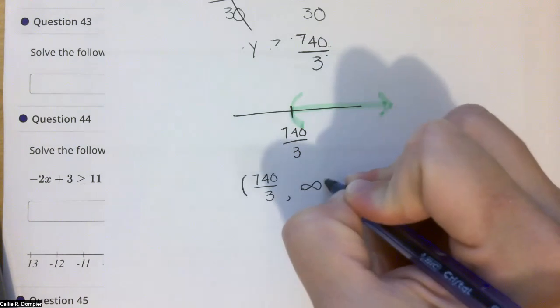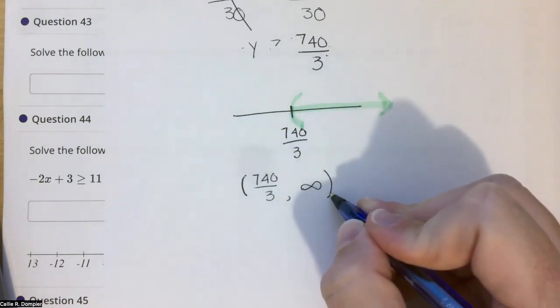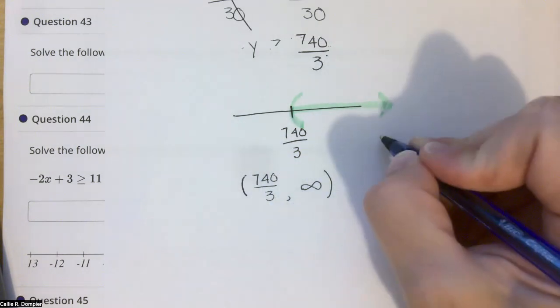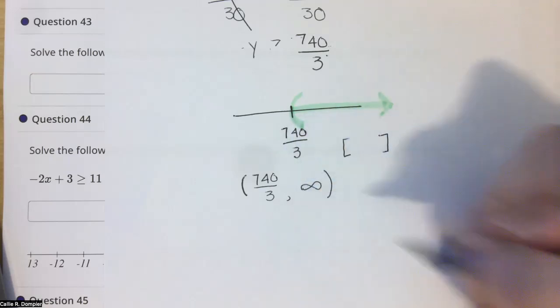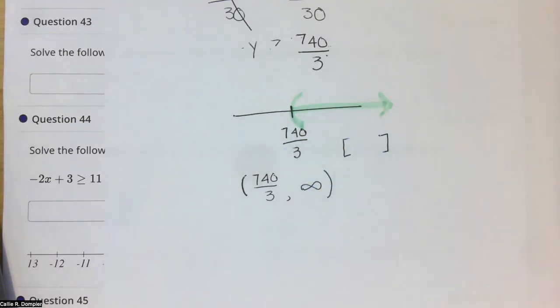So we think of that as infinity. Infinity always gets the parentheses, never the bracket. The bracket is for including, and you never include infinity because infinity doesn't have an end that you can include. Okay, so our final answer is open the parentheses, put 740 over 3 as a fraction, put a comma, put the infinity symbol, and then close the parentheses. Good.